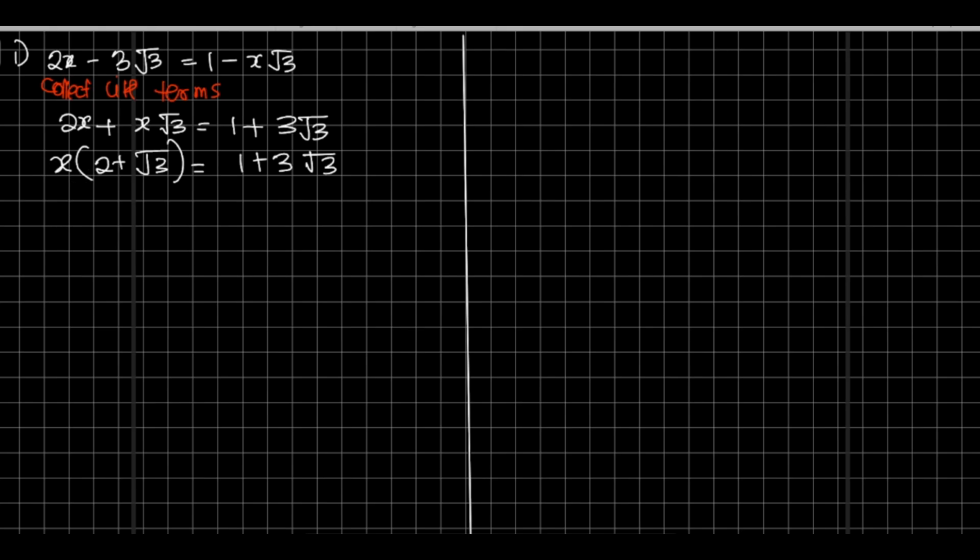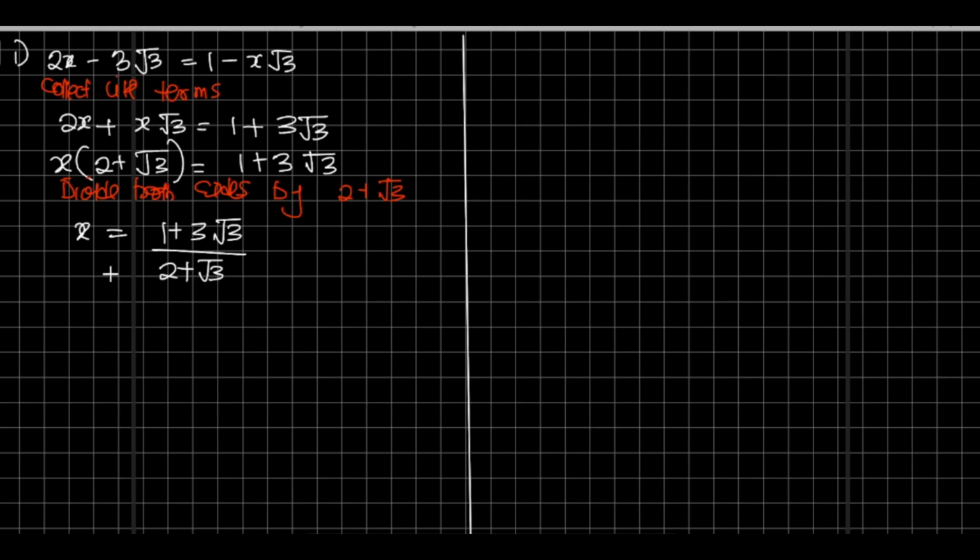So here we're going to divide to make x the subject of the formula. We're going to divide both sides by what? By 2 plus root 3. Okay, so if we divide both sides by 2 plus root 3, we're going to have x equals 1 plus 3 root 3 all over 2 plus root 3.